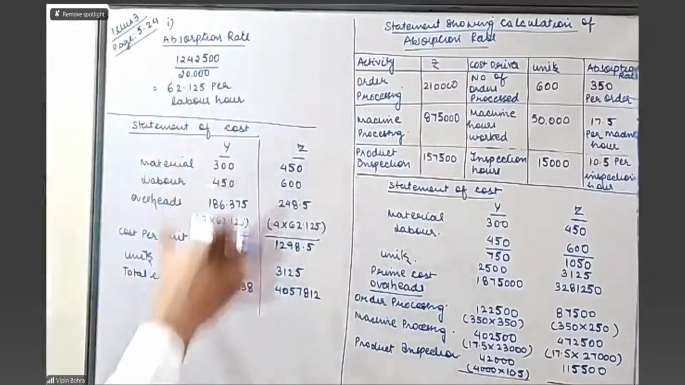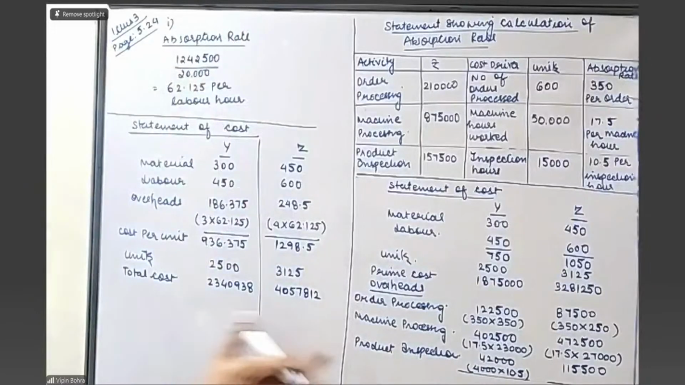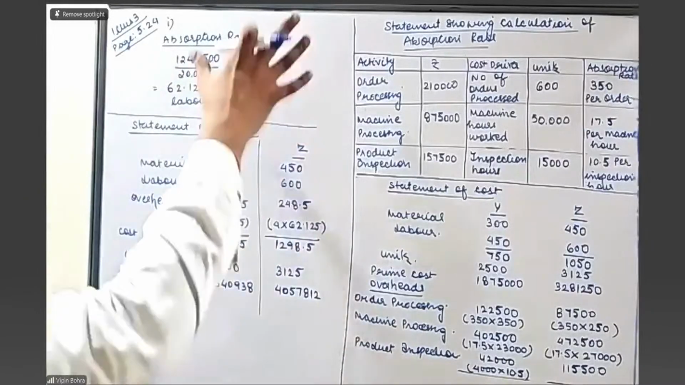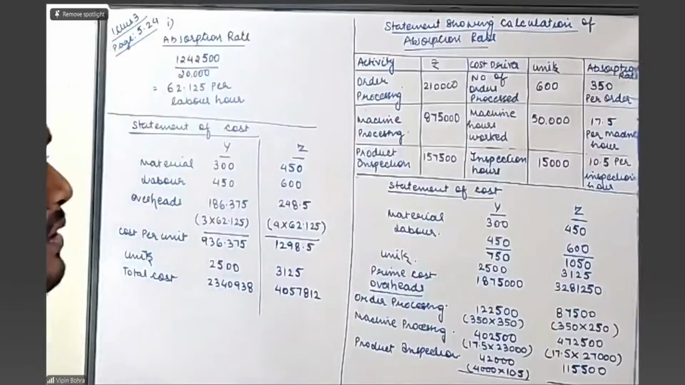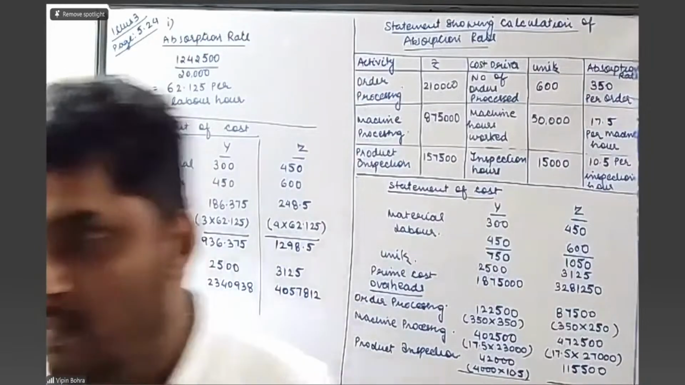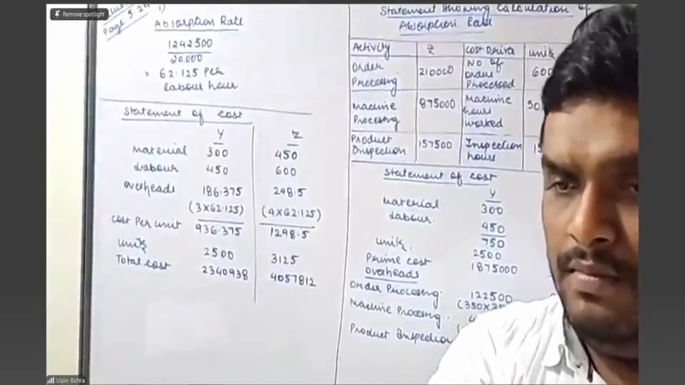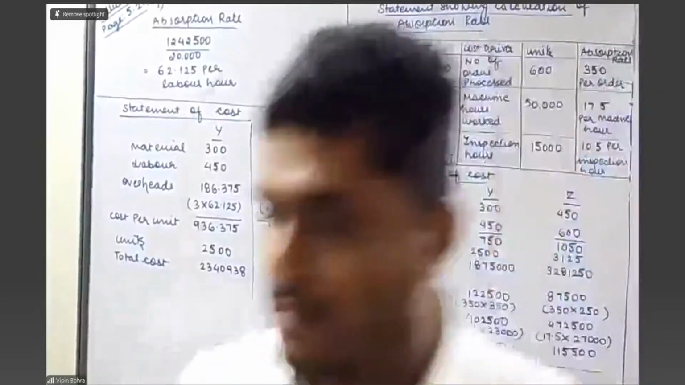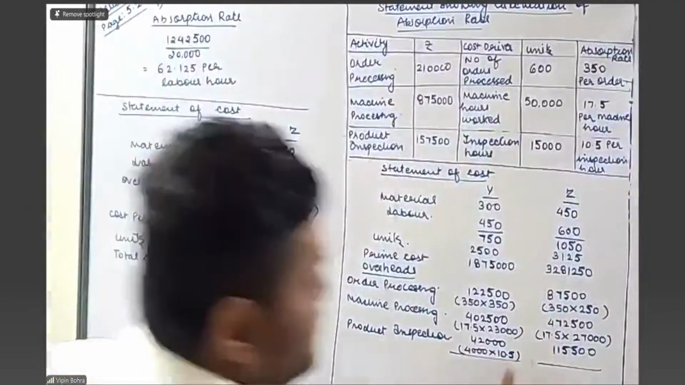I'm erasing this part. I request you guys to copy this part. Those who want to copy this explanation, since space is the constraint, I'll be using this part of the board. So I request you guys to copy this explanation. I hope now this part is visible. This part of the board is visible.